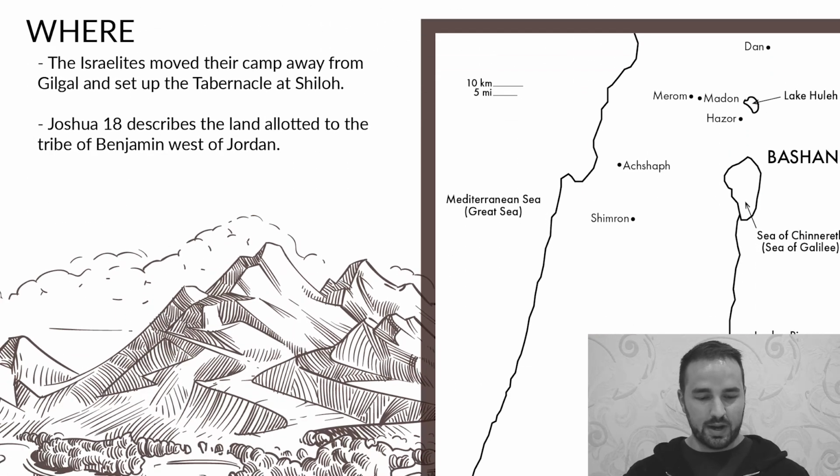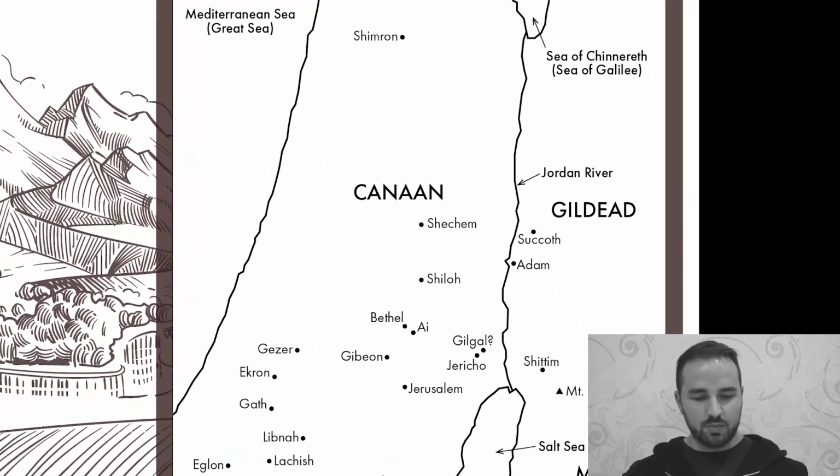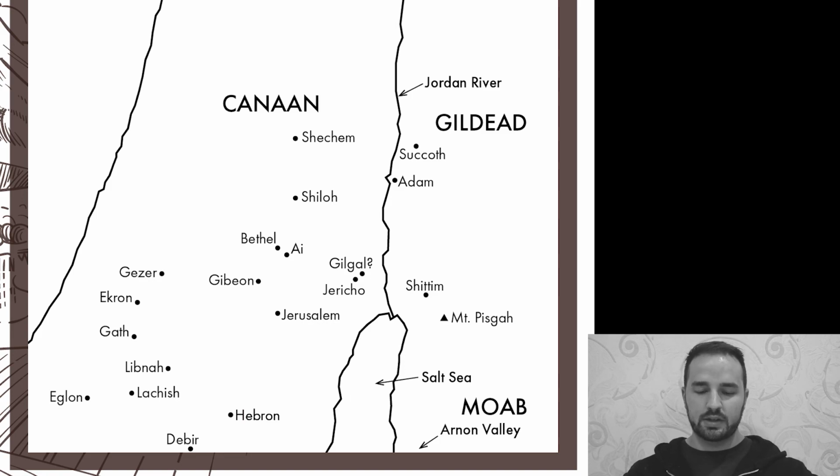Now moving to our map, the Israelites move camp in this chapter, we're told, away from Gilgal where they've been, and they set up the tabernacle at Shiloh. You can see Shiloh to the northwest of Gilgal a little ways. Joshua 18 describes the land that's allotted to the tribe of Benjamin. So Benjamin's going to receive their land inheritance in this chapter. We have a map that outlines the general area of their territory over on the next page.